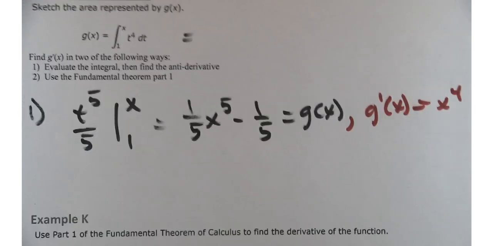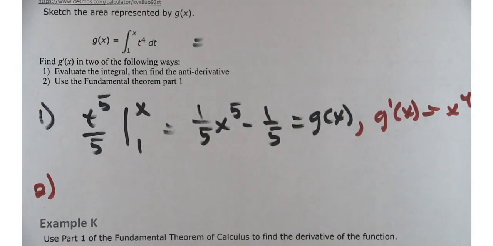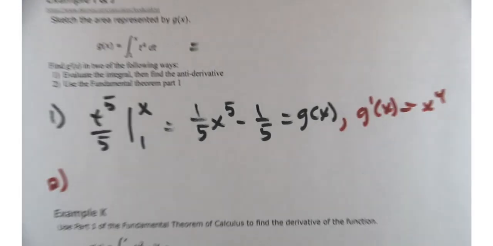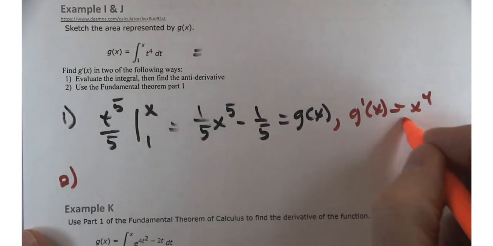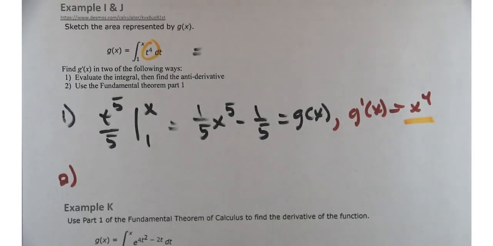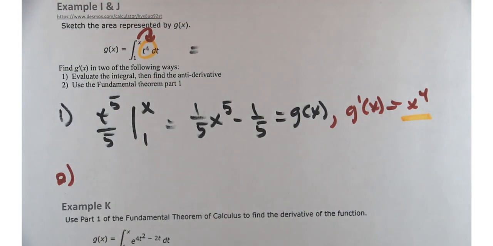Now let's look back and see if there's kind of a shortcut. You might notice a little bit of a similarity between our answer and the integrand. Do you see a little similarity here? We end up with x to the fourth. Take a look at the integrand. It's just t to the fourth. So the fundamental theorem of calculus part 1 just says, when you have something like this, you can just drop this x into the integrand, and that's going to be the derivative.